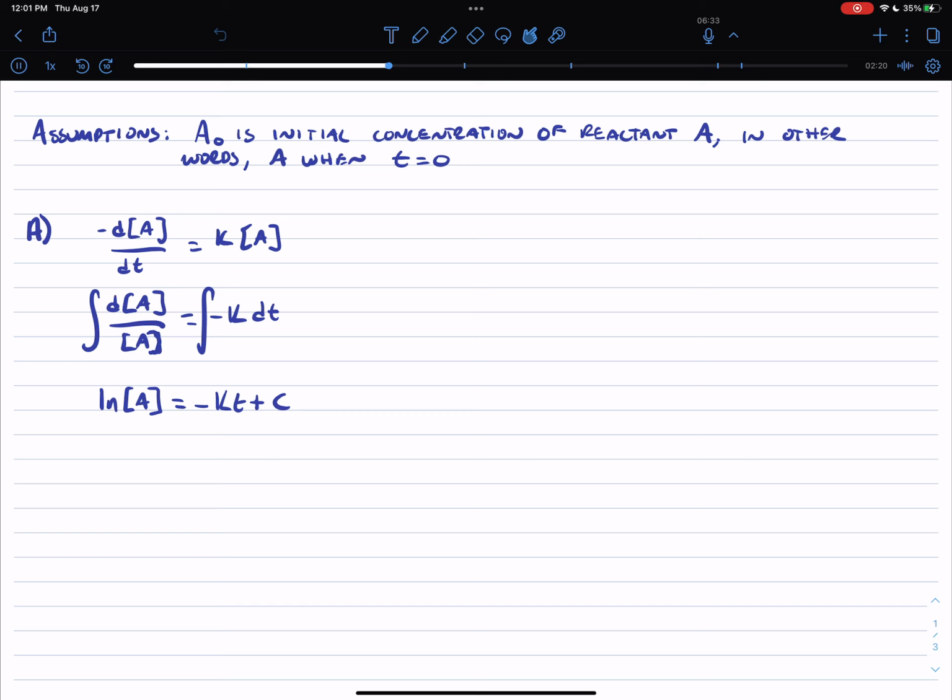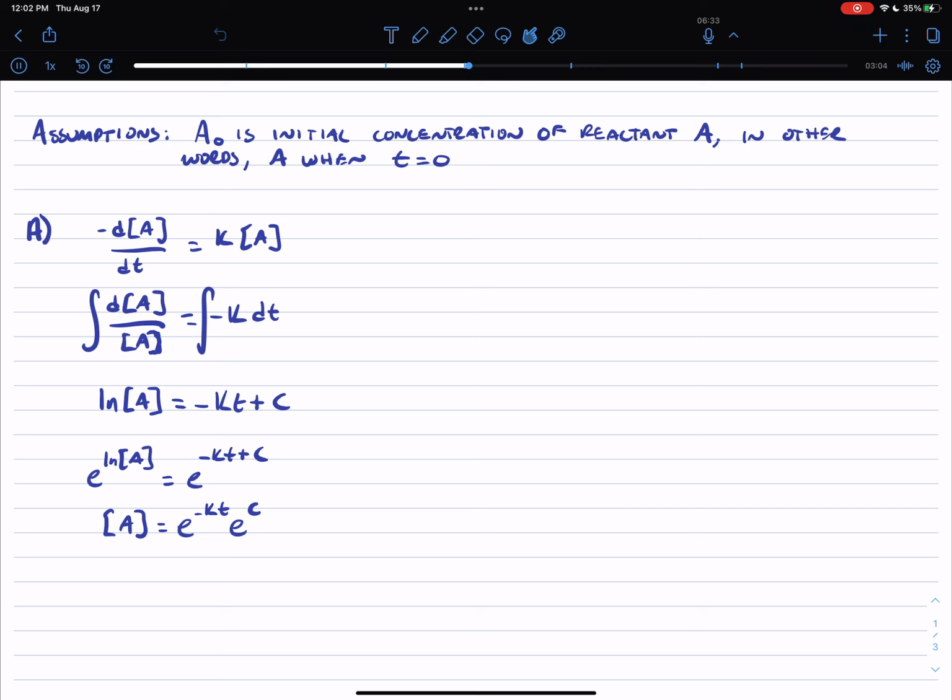And to further simplify this, we can raise e to each of these values. So it's going to be e to the ln of A is equal to e to the negative kt plus c. And we know that e to the ln of A is going to be equal to A. So A, and then with our exponential rules, we can simplify this and say e to the negative kt times e to the c.